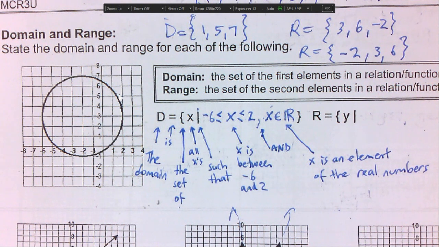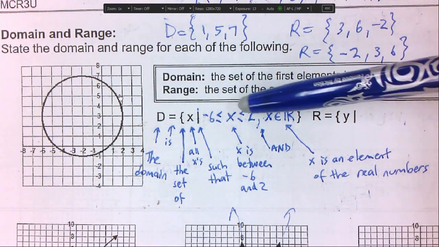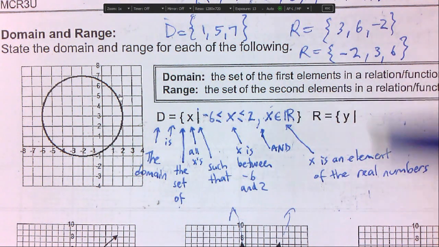Now we read it all together. The domain is the set of all x's such that x is between -6 and 2, and x is an element of the real numbers. That's a complete domain sentence. Now when you're working with domain and range, you're not going to memorize little symbols and not know what they mean. You're going to say the entire sentence in English so that it makes sense. And we're going to do that every time.